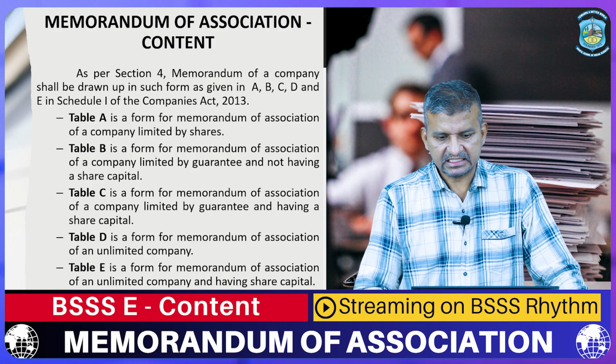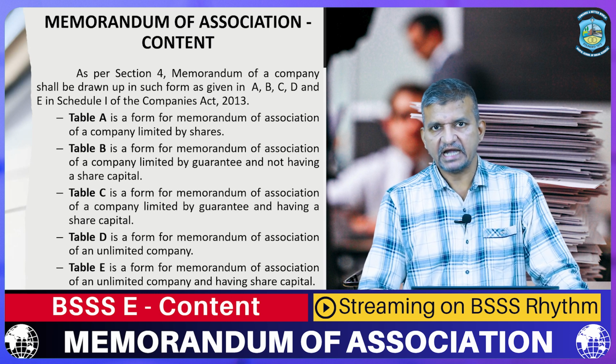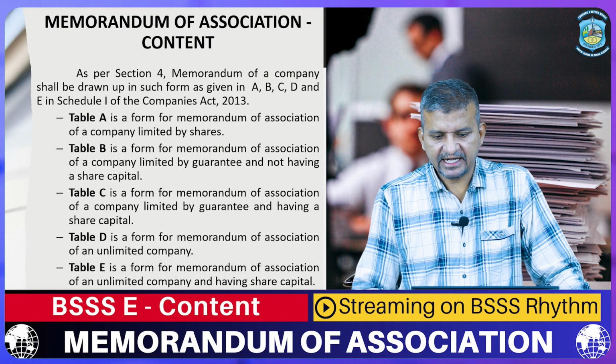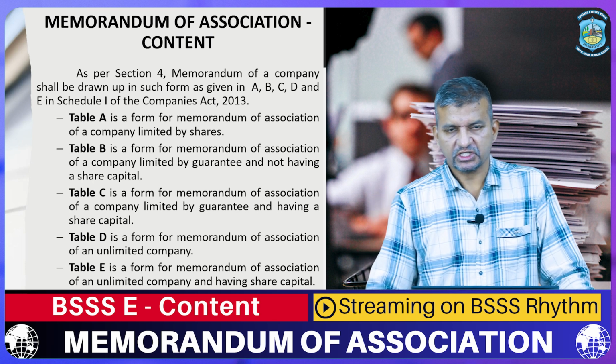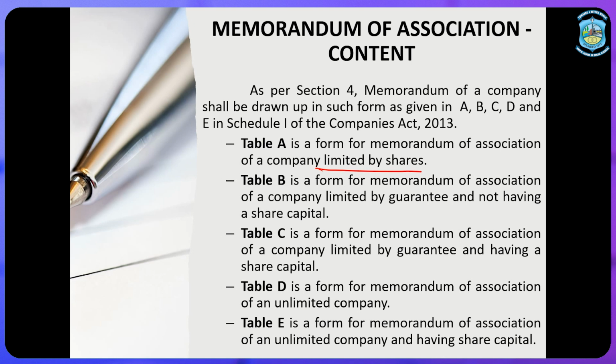When we talk about the contents, they are mentioned in Table A, Table B, Table C, Table D and Table E. Table A talks about the Memorandum of Association of a company which is limited by shares. Table B talks about a company which is limited by guarantee and not having a share capital. Table C talks about a company limited by guarantee and having a share capital. Table D talks about an unlimited company, and Table E is for an unlimited company having a share capital. These are all the contents of the memorandum.